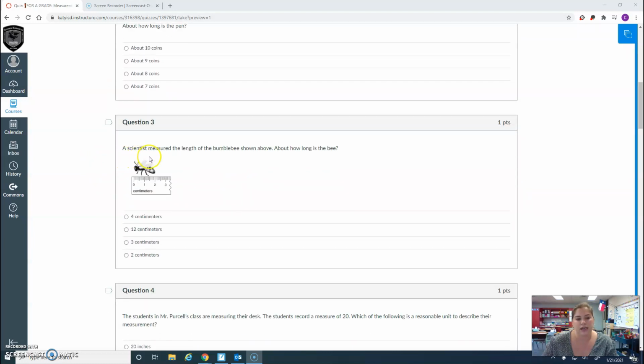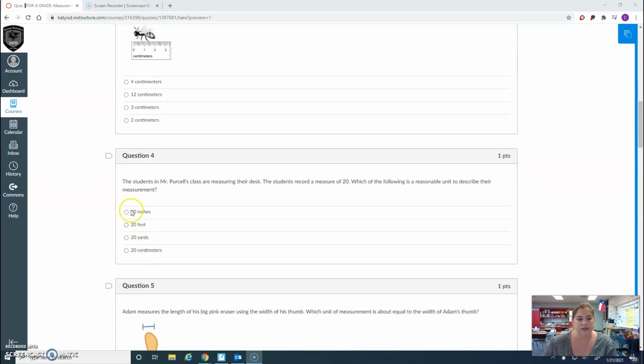Question 3. A scientist measured the length of the bumblebee shown above. About how long is the bee? 4 centimeters, 12 centimeters, 3 centimeters, or 2 centimeters.